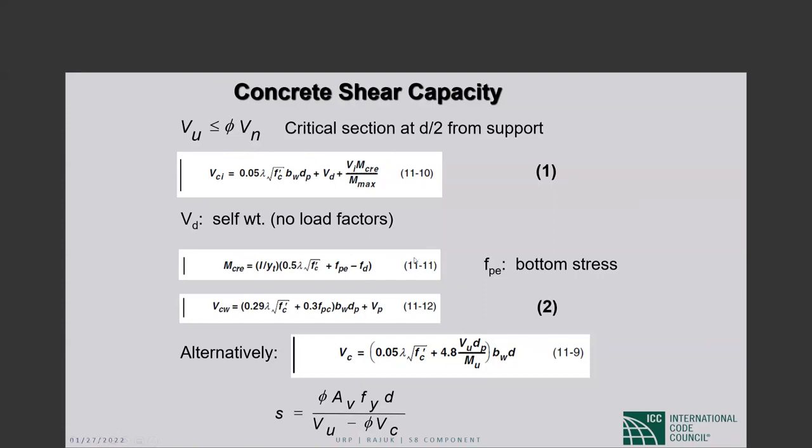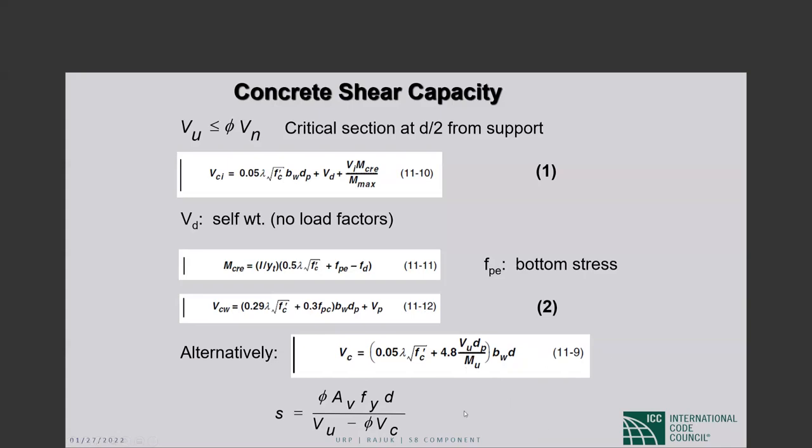I'm just warning you that it will not be that simple to figure out, because I'm supposed to calculate the concrete shear capacity from this equation, and from that equation. Then I'm supposed to use the smaller one, which is the most conservative. Now, here is a leeway. Alternately, we are allowed to use this equation, which looks much simpler. For that, this is a variable over the span. You need to know the V sub u and M sub u, ultimate load, ultimate shear, at every section, and then you can figure this out. So either use these two or use these two.